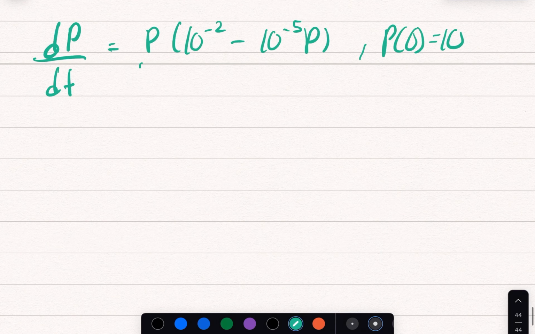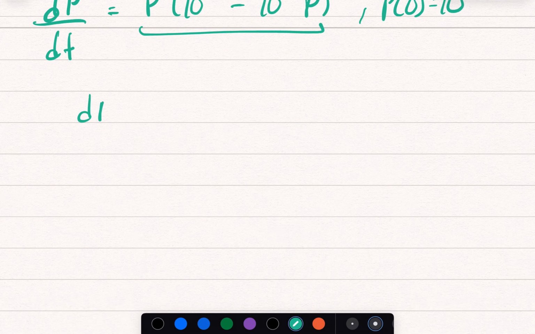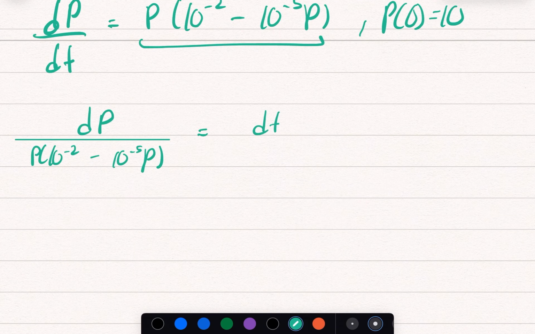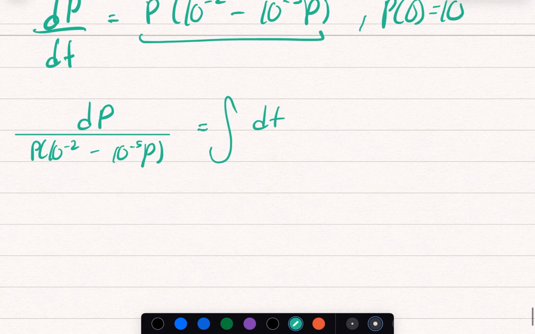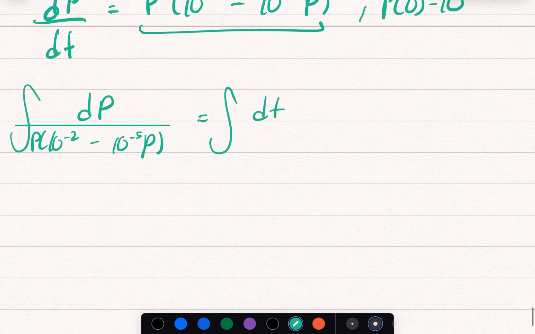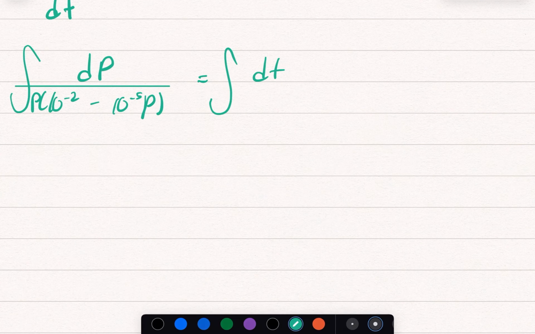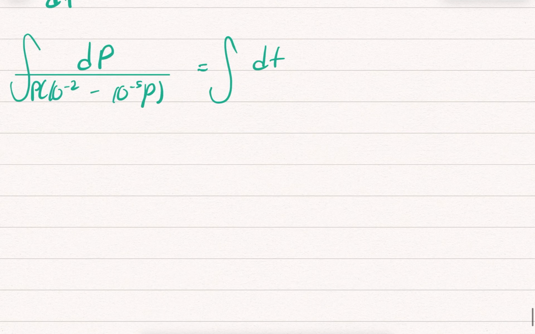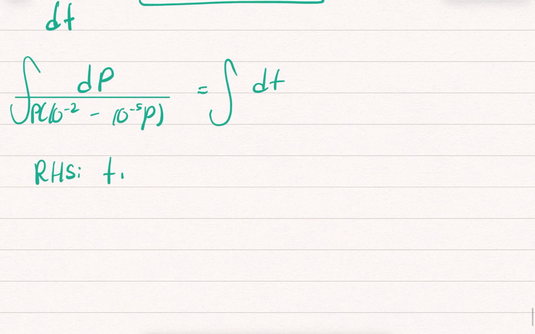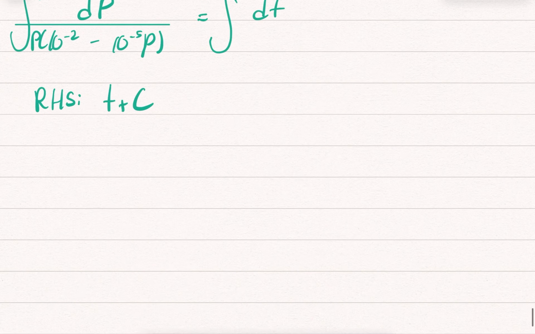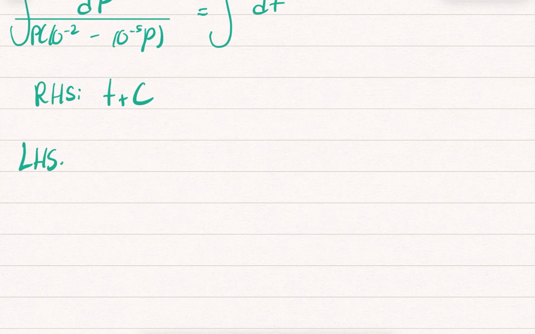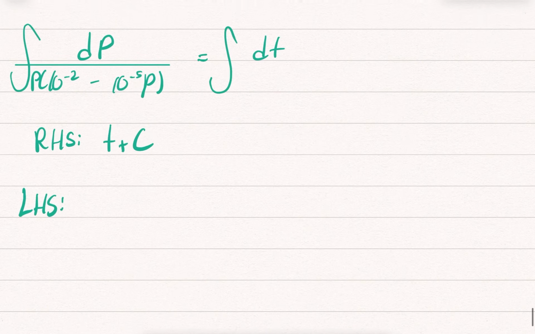So we have this whole term right here. We're going to go with dP over P times (10 to the negative 2 minus 10 to the negative 5 P) equals dt. I'm not going to bother with the little stuff. Alright, so we got the integral. I'm going to break it up, and I found that this was what I like the most. So we have our right-hand side, which is just going to be t plus C. Cool on that?